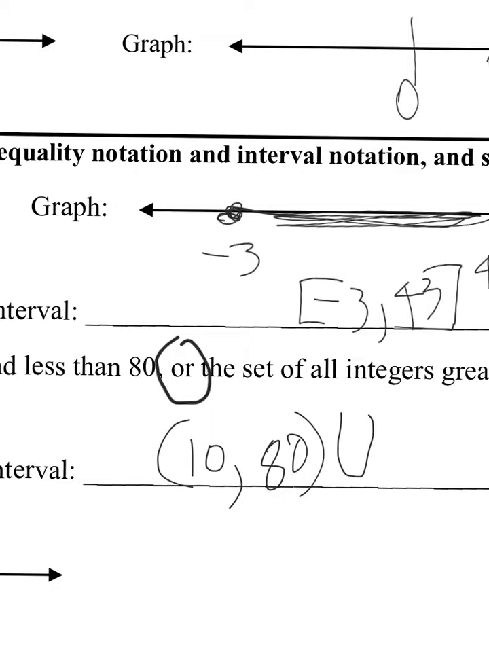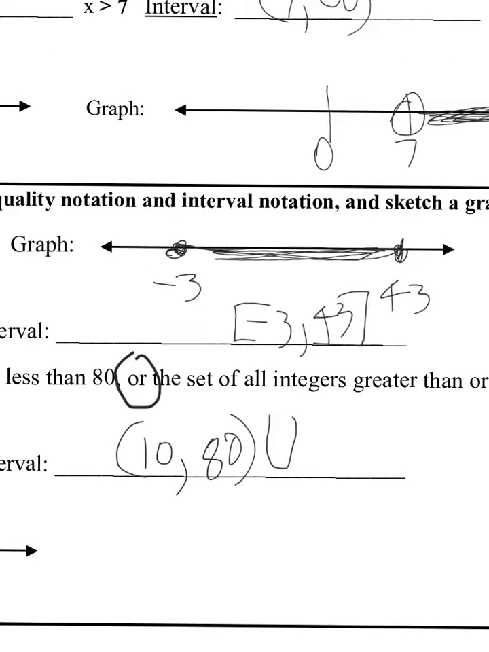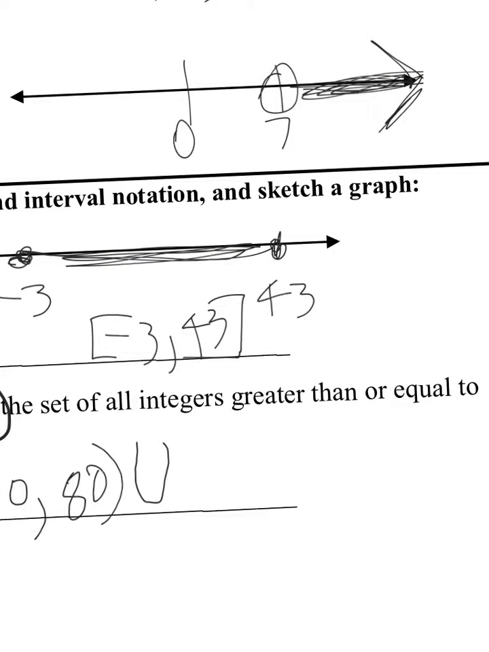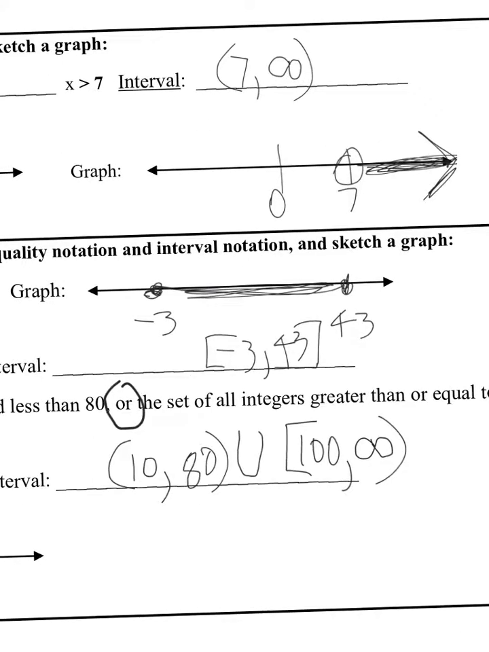So the union is pretty much only used for the interval notation, and you use the word or for the inequality notation. Or the set of all integers greater than or equal to 100. So greater than or equal to 100 means I'll start at 100, and I'll put it in a bracket because of the or equal to, and then I'll go on forever, and I'll put parentheses on that. So that's the interval notation.